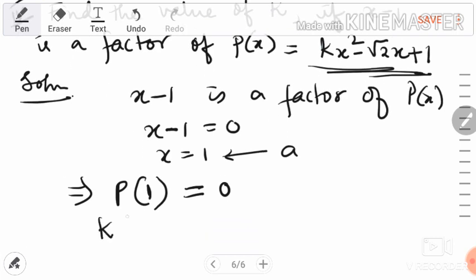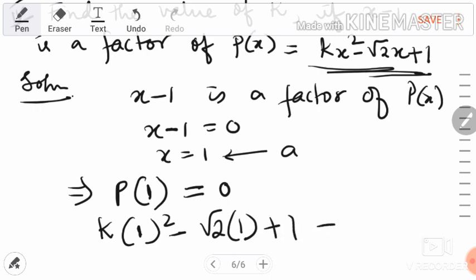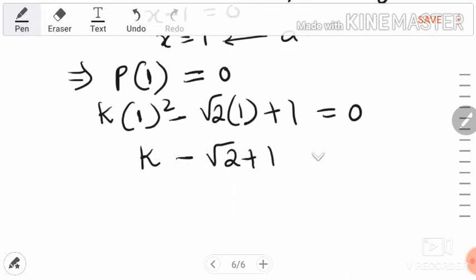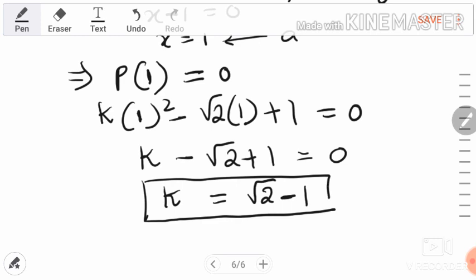So k times 1 square minus root 2 times 1 plus 1 is equal to 0. So we have got an equation in k. So let's solve. K minus root 2 plus 1 equal to 0. Keeping k on the left hand side, taking all other terms to the right side, we get root 2 minus 1. So value of k is root 2 minus 1.